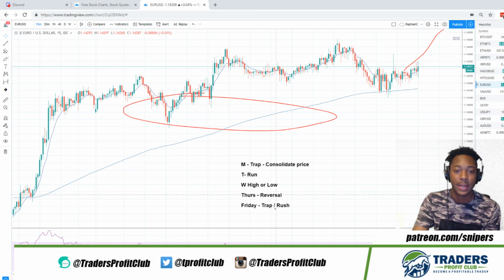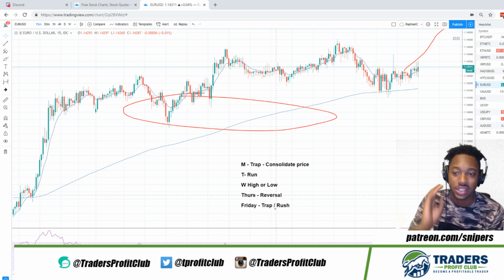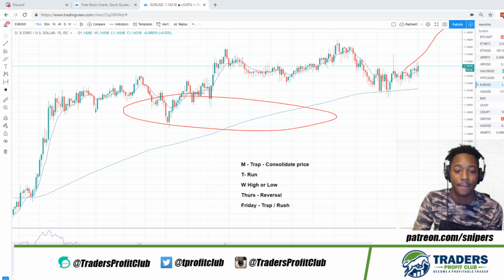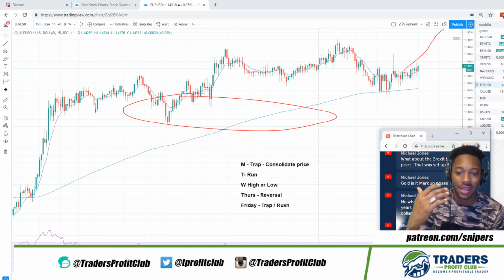Price likes to reverse from whatever direction it was going. And then Friday is that trap day, or it's that rush day where it keeps on running in that direction after it reversed. So all this stuff will also be in the program, you guys. It's going to be a lot of stuff to take in, but I'll have it note by note, picture by picture.